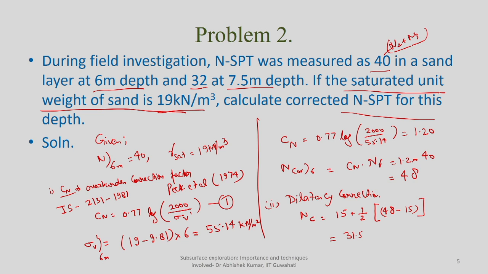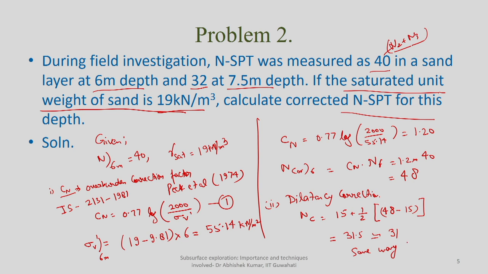31.5, because the NSPT is actually the number of blows. So, you have to round off to some whole number like 31. You generally round off on the lower side because it is the indication of shear strength. So, if you round off on a higher side, it will be considered wrong because you will end up overestimating the strength values.